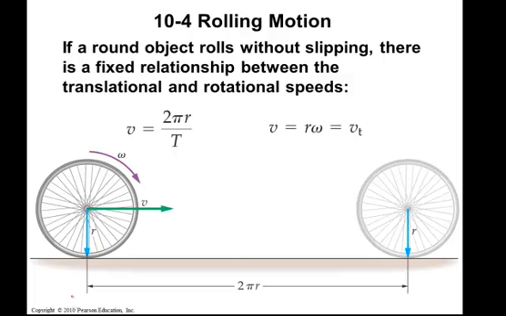All right, now if an object rolls without slipping, there's a relationship between the tangential and the rotational speed. So in that case, we could think about it here in terms of periods, or we can look at it in this case, which we've had before, that the tangential was the radius times the angular. This is looking at it in terms of periods.